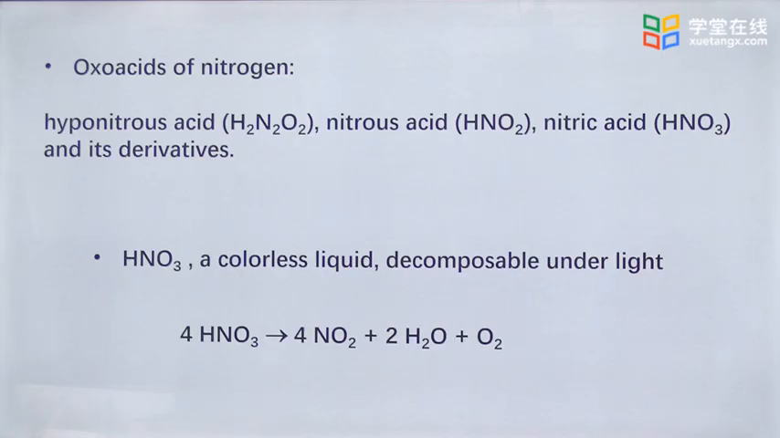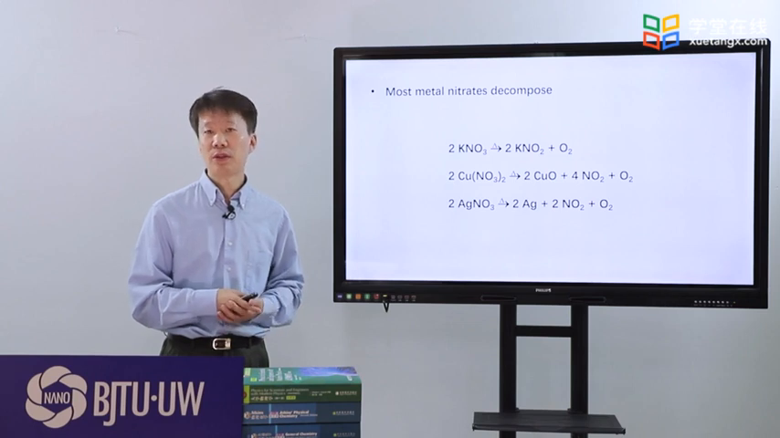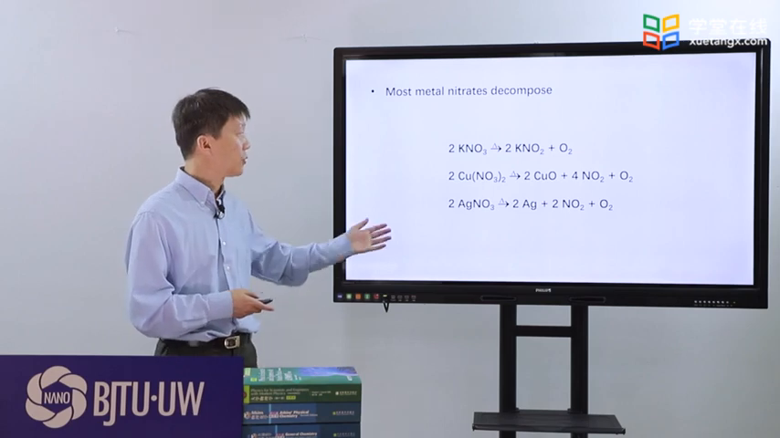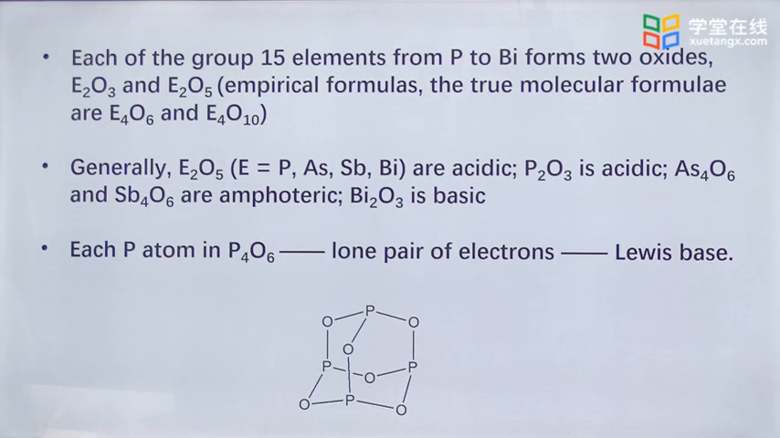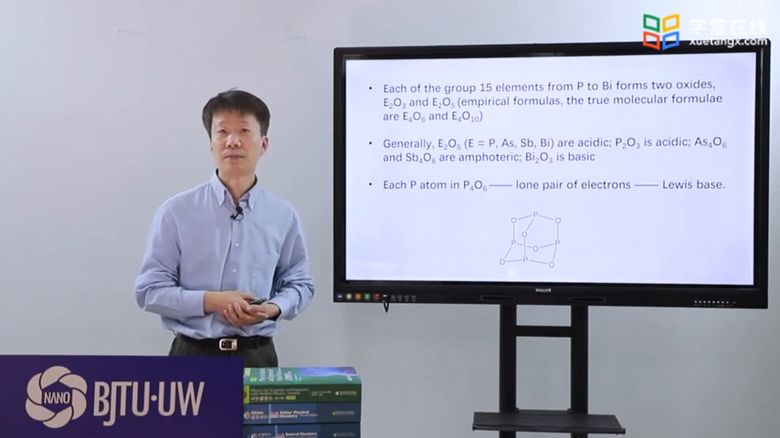Nitric acid is a colorless liquid, but must be stored below 273 Kelvin to prevent slight decomposition, which gives the acid a yellow color. Most metal nitrates decompose and release oxygen. See examples shown here. Each of the group 15 elements from phosphorus to bismuth forms two oxides, a trioxide and a pentoxide.